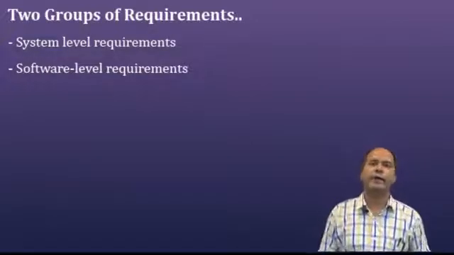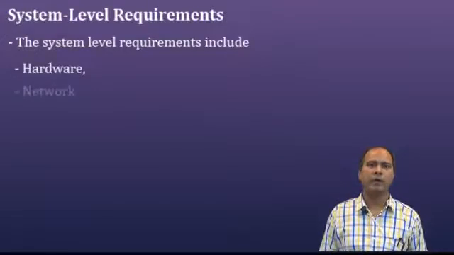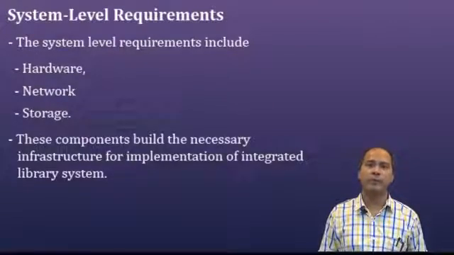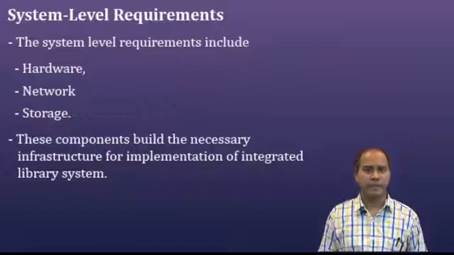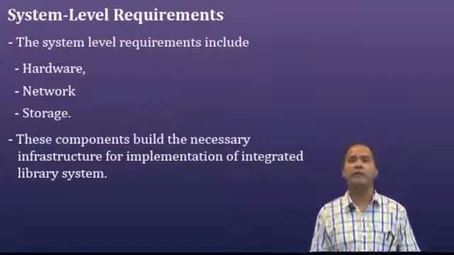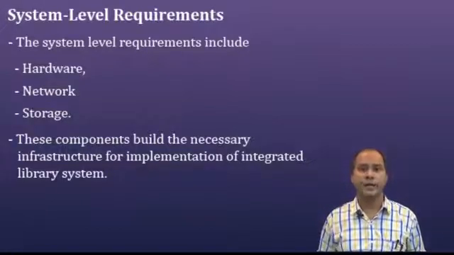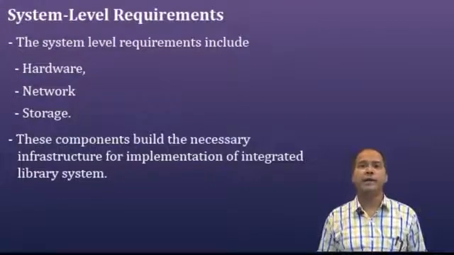You need to have different kinds of system level requirements. The system level requirements include hardware, network and storage. These components build the necessary infrastructure for implementation of an integrated library system. The infrastructural requirement for library automation may vary from simple, that means a very inexpensive system, to very complex, that means an expensive system, depending on factors like different functional requirements, software architecture, support for global domain specific standards, interoperability standards and different other requirements.